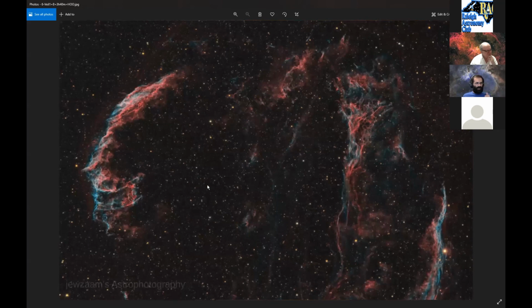So the Veil Nebula, I want to do another panel below this, do a mosaic. This is another one where I've taken this with the L-Extreme and the one-shot color, doing smaller panels. But this turned out pretty good.